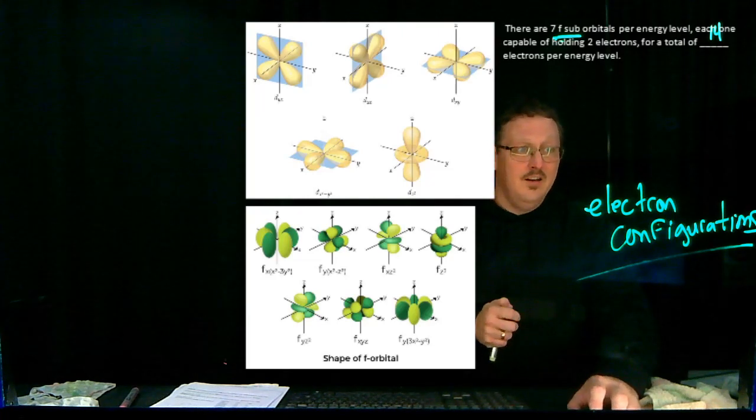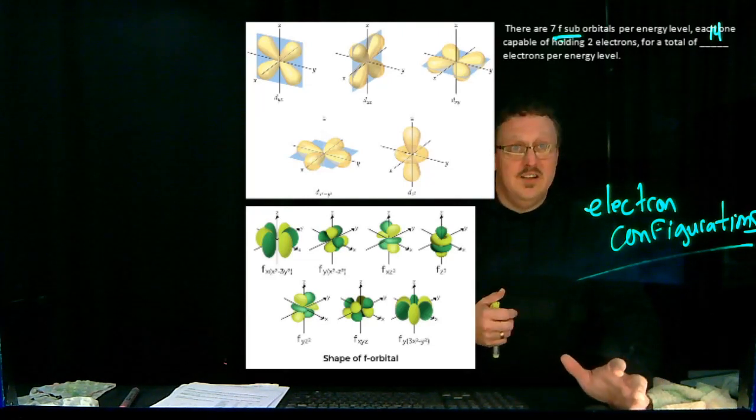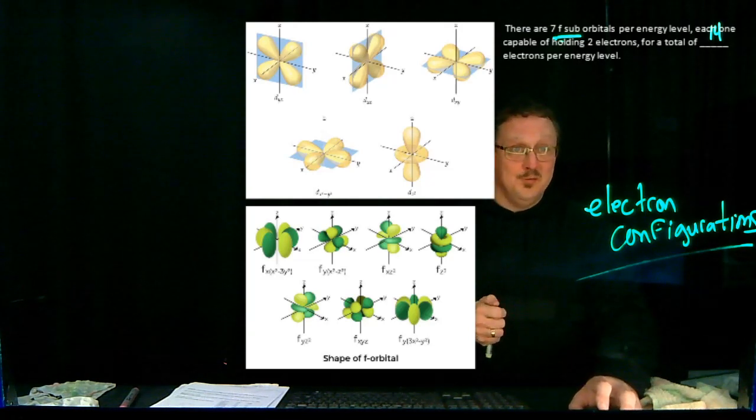And other than that, that's pretty much it. This is this whole unit in a nutshell. It's not going to take us very long to get this one done.